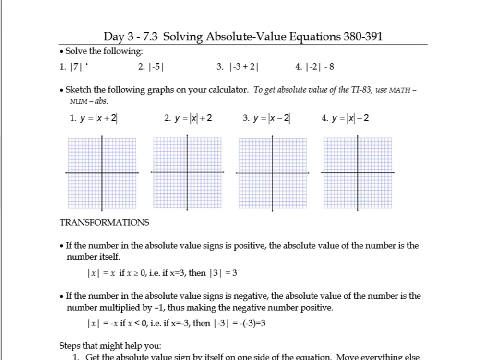Good. Okay, what's the absolute value of 7? What's the absolute value of negative 5? Good. What's the absolute value of negative 3 plus 2? No. So just like regular brackets, we simplify inside first before applying the absolute value. So that would actually be 1.